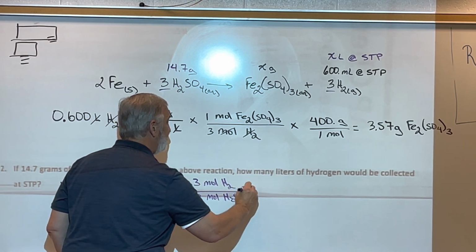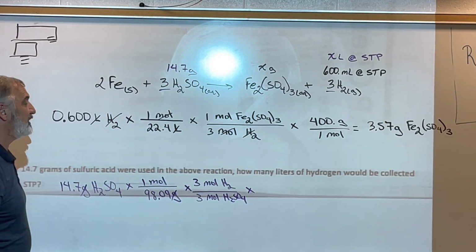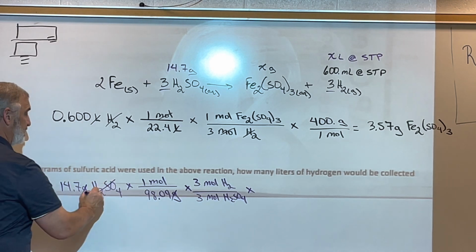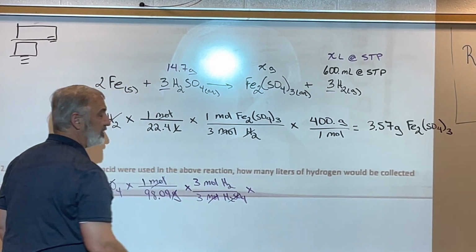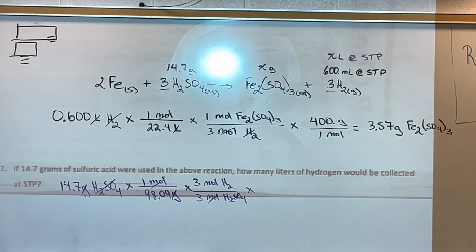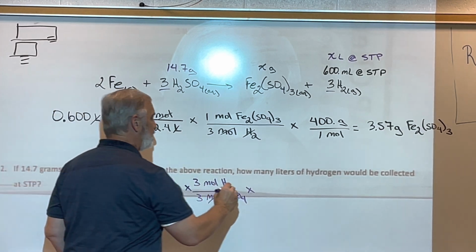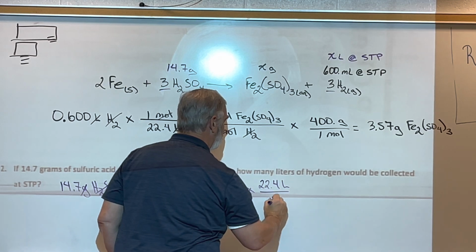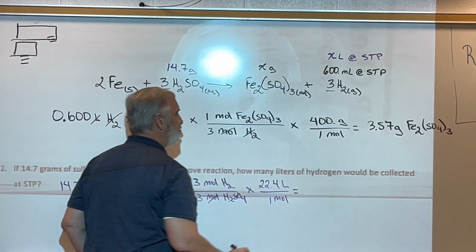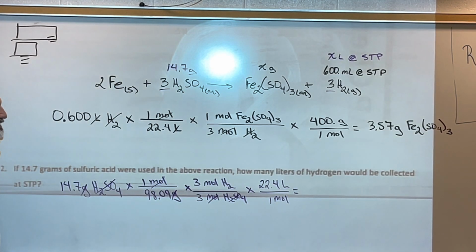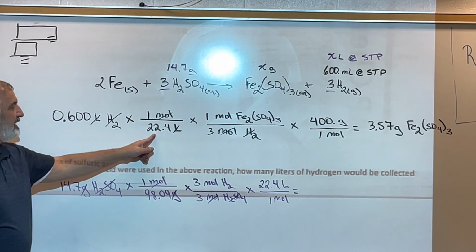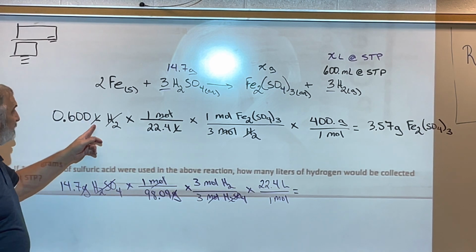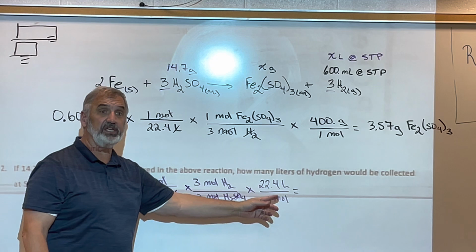But now I need liters. So how do I go from moles to liters? 22.4. So I'm going to say 22.4 liters over 1 mole. Now notice in this one, here we divided, here we're multiplying, because here we're going from liters to moles, here we're going from moles to liters, so we're doing the opposite.